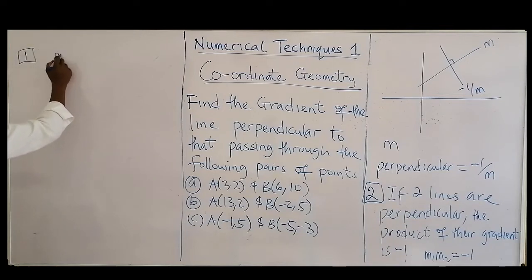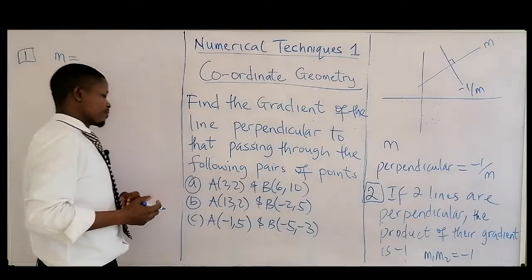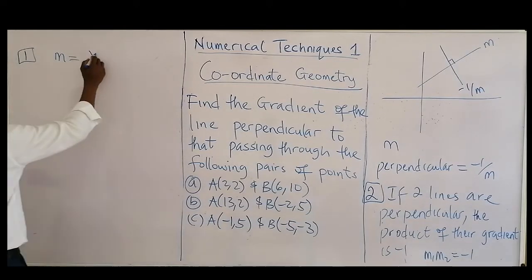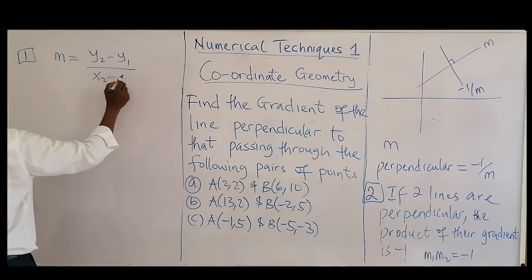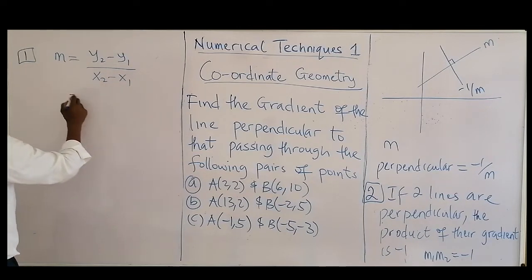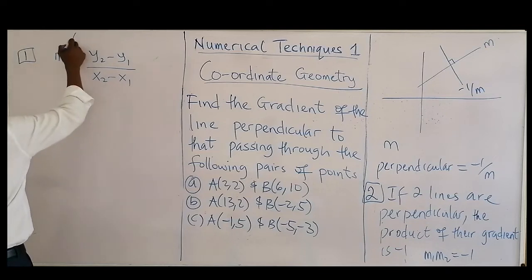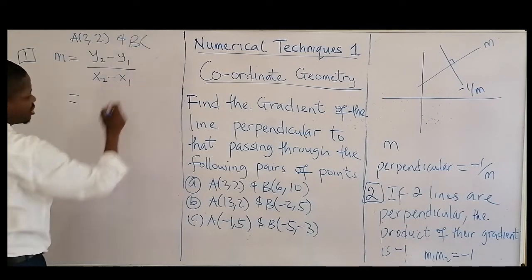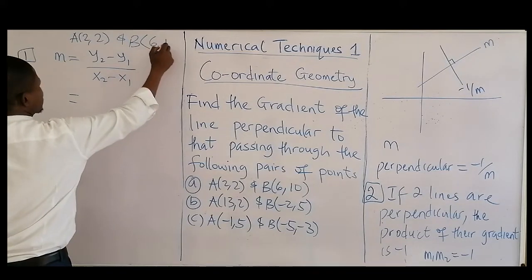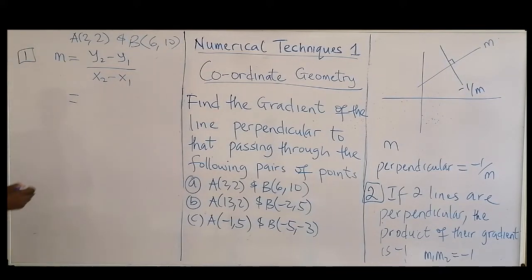We need to get the gradient, the slope. The gradient is the same thing as slope. The gradient is changing y by changing x. Okay, for A, we have 2, 2, and B is 6, 10. Okay, and that will be equal to what?